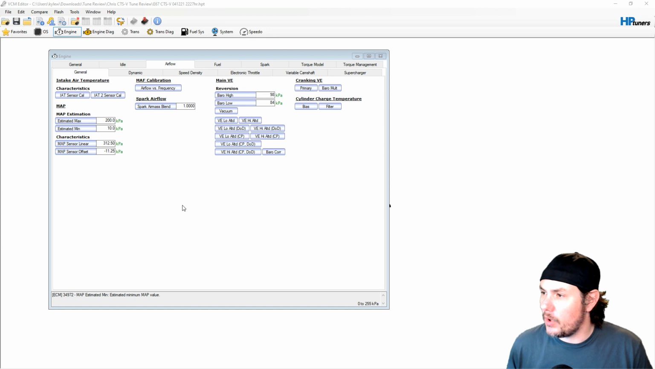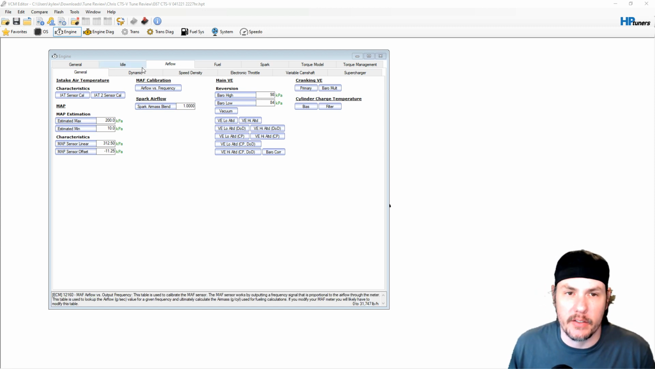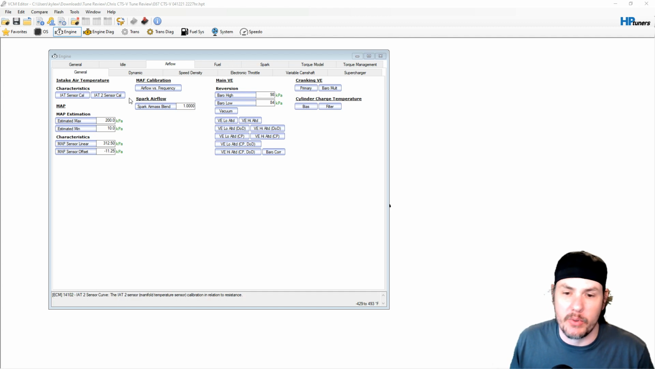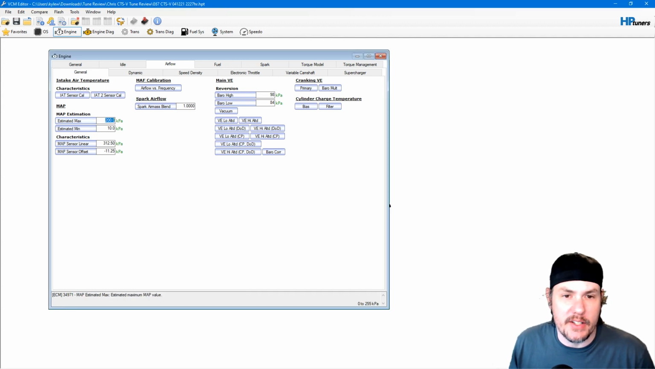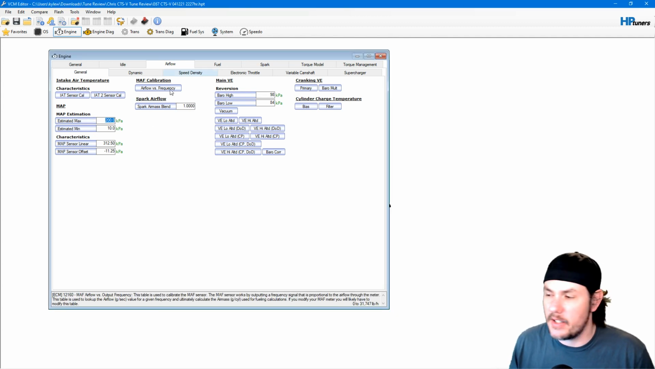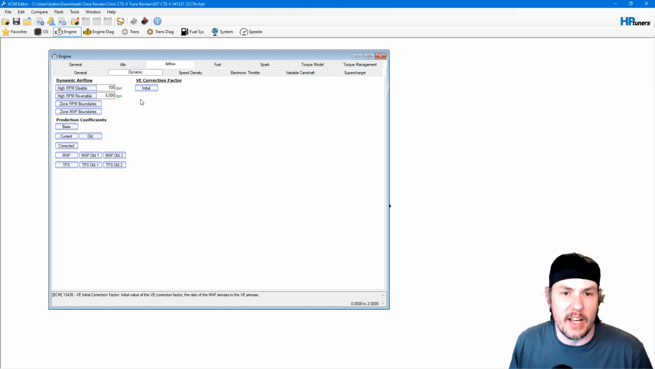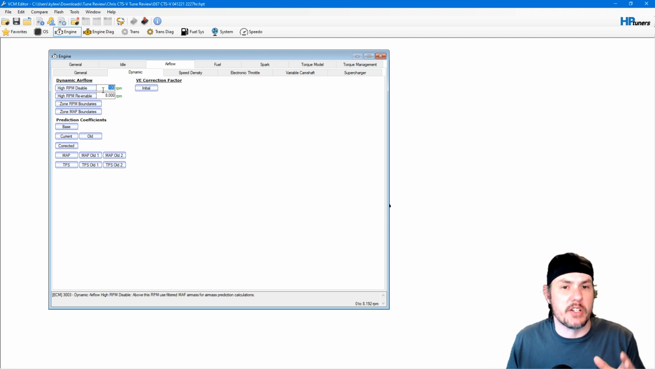Okay, so we've got one of Chris's CTSV tunes opened up here, and we're going to start in Airflow General. That's where I generally like to start when reviewing some of this stuff. And right away I can see he's got a 2-bar on here. That makes sense. It is a CTSV. Let's look underneath Dynamic. And right away I spot an issue here in that these numbers are not jiving out. And I'll kind of explain why.